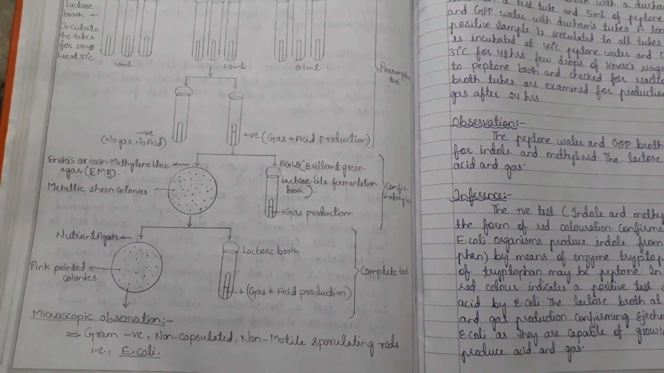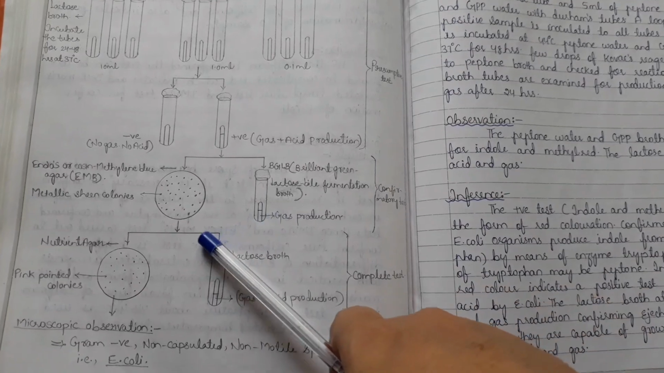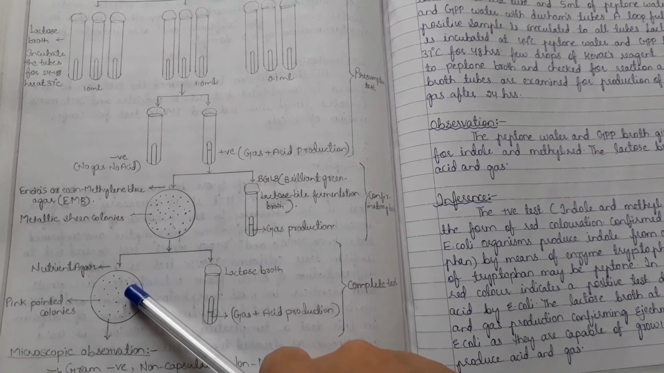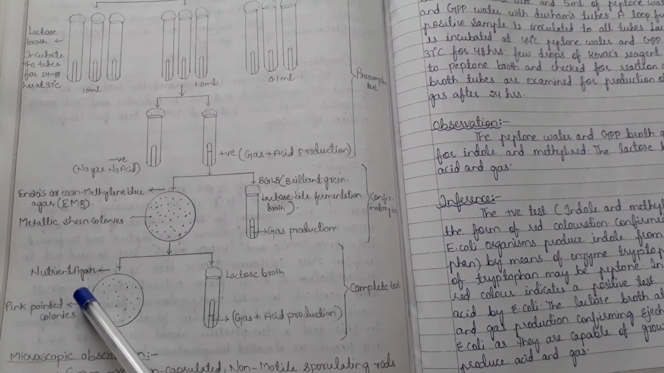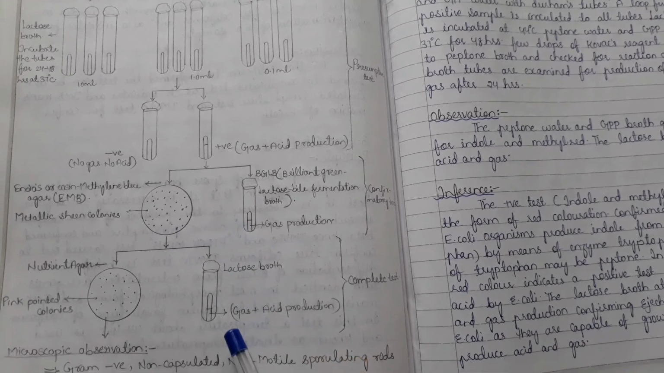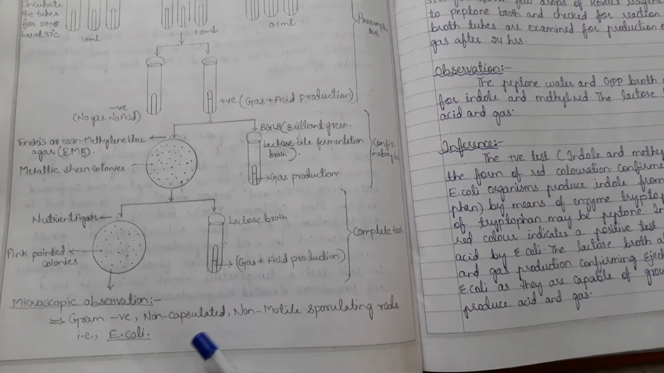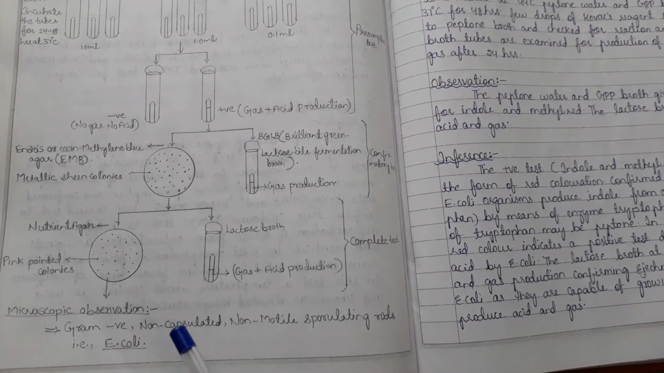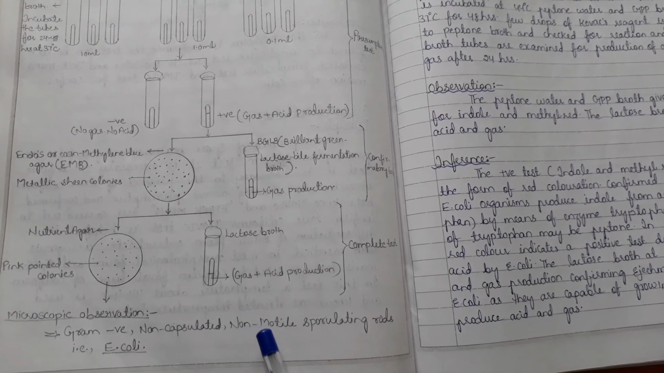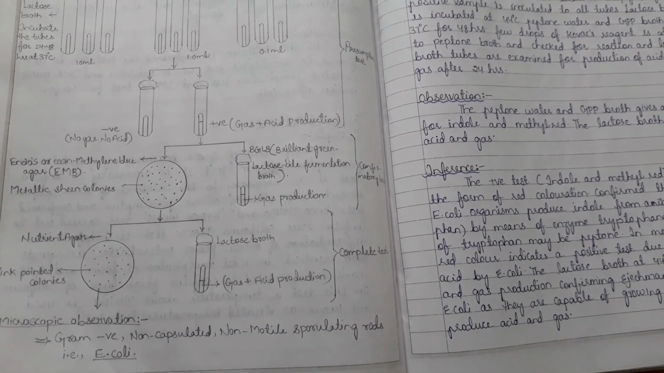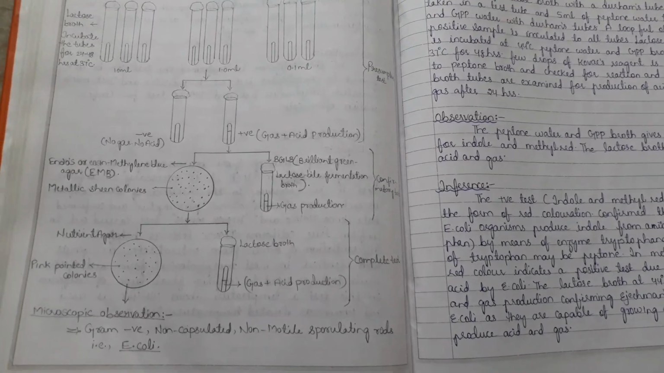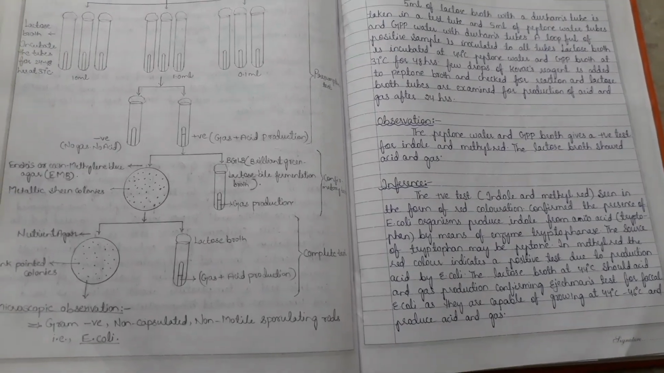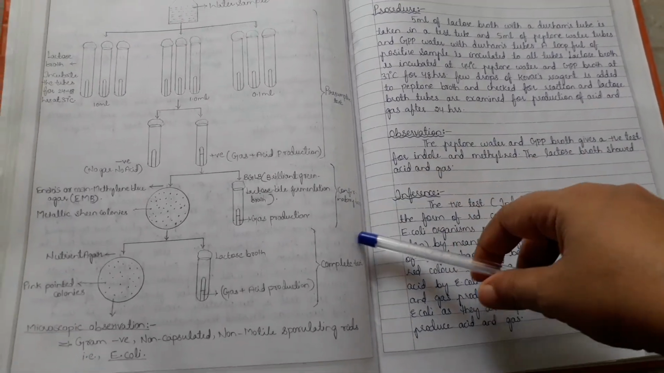Coming to the third one, the completed test. When we take these metallic sheen colonies and inoculate on nutrient agar, we can see pink pointed colonies, whereas in lactose broth we can see gas plus acid production. Microscopic observation shows gram negative, non-capsulated, non-motile, non-sporulating rods, for example E. coli. This is the picture form of the microbiological examination of water. The first one is presumptive, the second one is confirmatory, and the third one is the completed test.